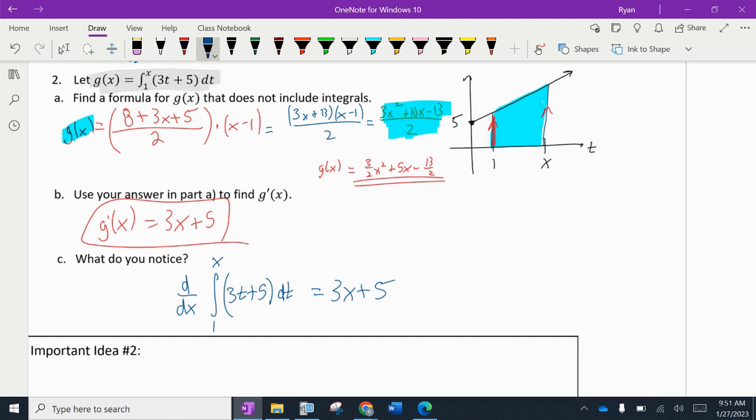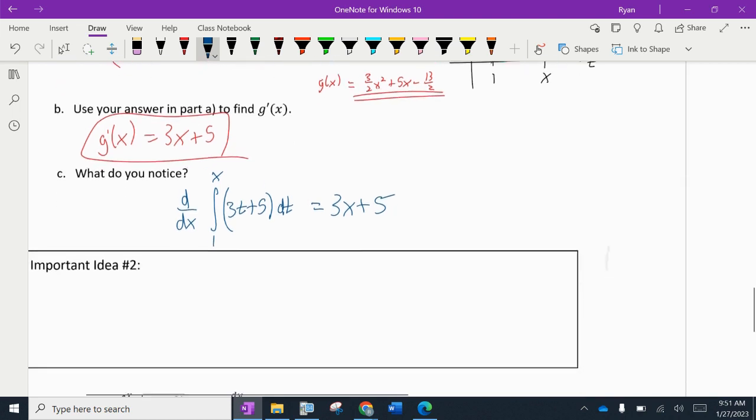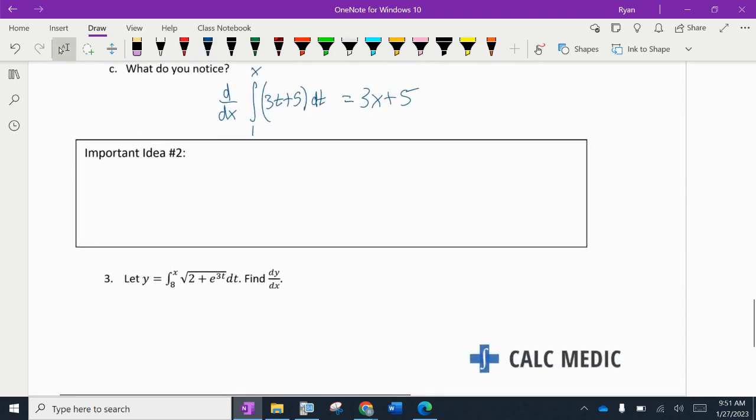Huge part here, it's called the fundamental theorem of calculus. And with that kind of name, it should sound pretty important. This is FTC, Fundamental Theorem of Calculus, Part 1. We're saying that the derivative of an integral is basically the function on the inside. Now, because of chain rule, we'll see that there are some slight modifications or updates we need to make to that. But that's our important idea number 2 here.